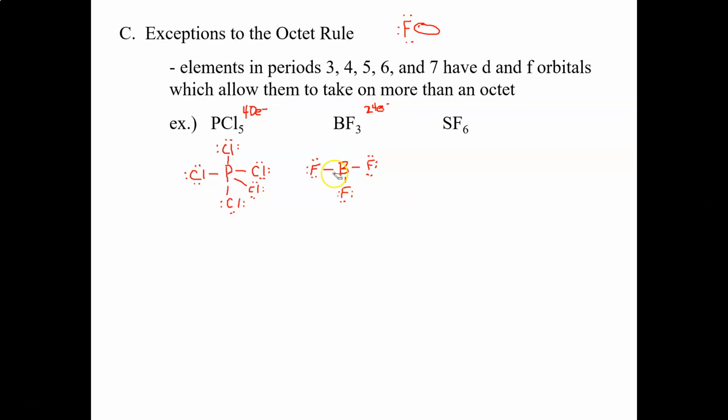Now, it doesn't seem fair. How many does boron have here? It only has 6. But the only way that you can make a structure with B and 3 Fs is to make this happen, right? Fs can't take double bonds. B's going to get screwed in the deal. It's the way it works.